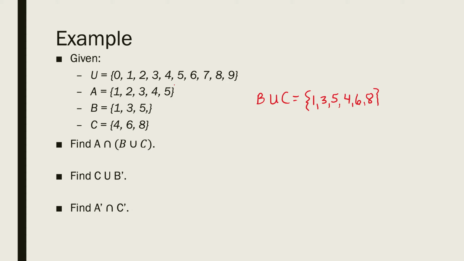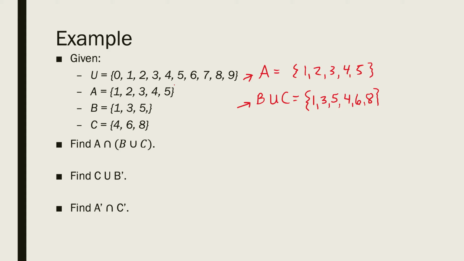Now the other part of this deals with set A. So I'm going to jot down set A. And I'm going to note now that we want to intersect set A with this union that we just found. So remember that an intersection means that we're looking for things that the two sets have in common.